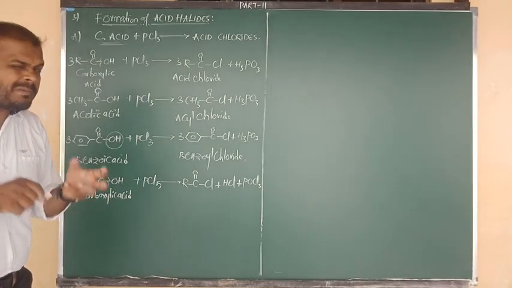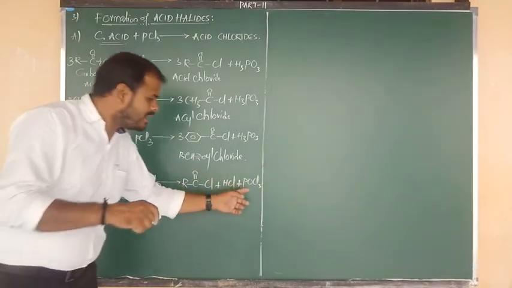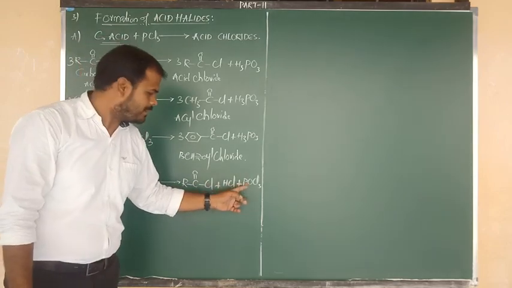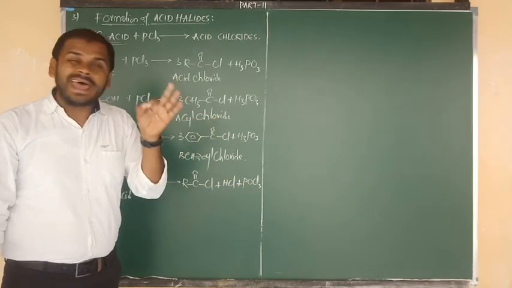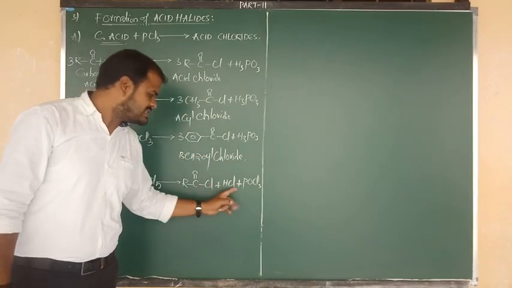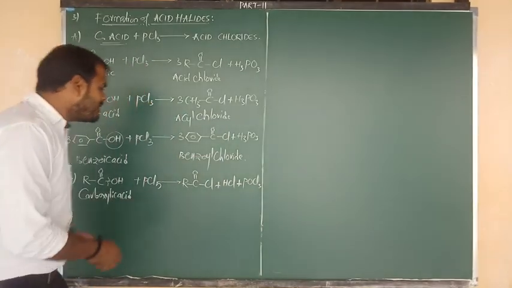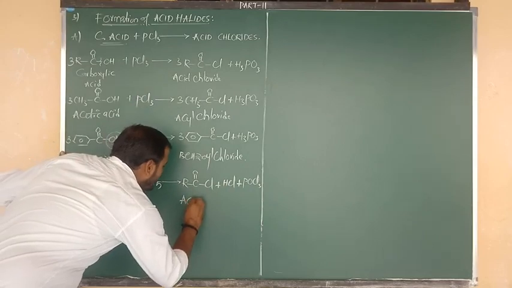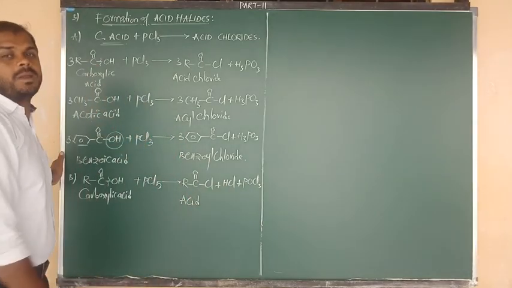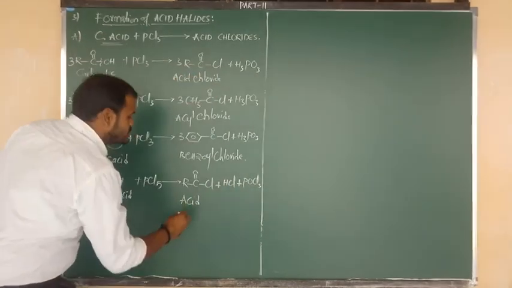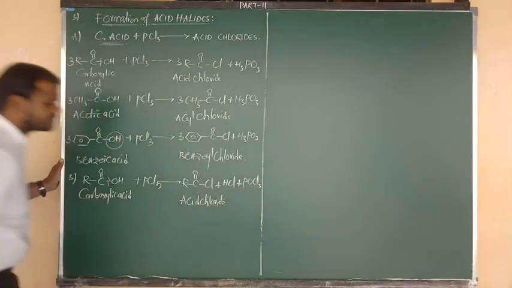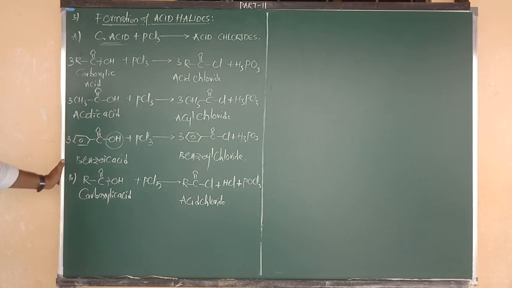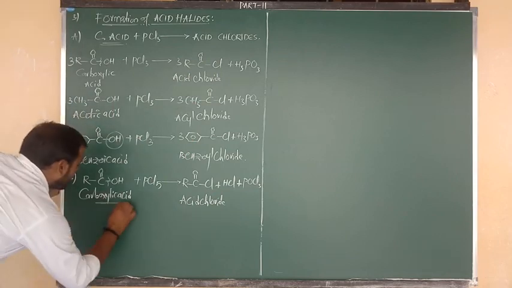POCl3. So what will be the name here? The name of the byproduct POCl3 is phosphoryl chloride, and this is hydrochloric acid. But here our main product is what? R bonded to C double bond O, C double bond O bonded to Cl. So it is looking like what? Acid chloride. Okay, right.